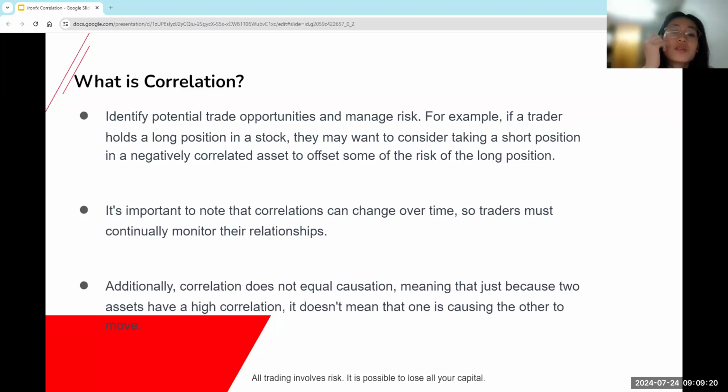But basically, traders use correlation analysis to identify potential trade opportunities and manage risk. For example, if a trader wants to hold a long position in a stock or a specific currency, they may want to consider taking a short position in a negatively correlated asset to offset some of the risk of the long position. It's important to note that correlations can change over time, so traders must continually monitor their relationships. And lastly, correlation does not equal causation, meaning that just because two assets have a high correlation doesn't mean that one is causing the other to move.